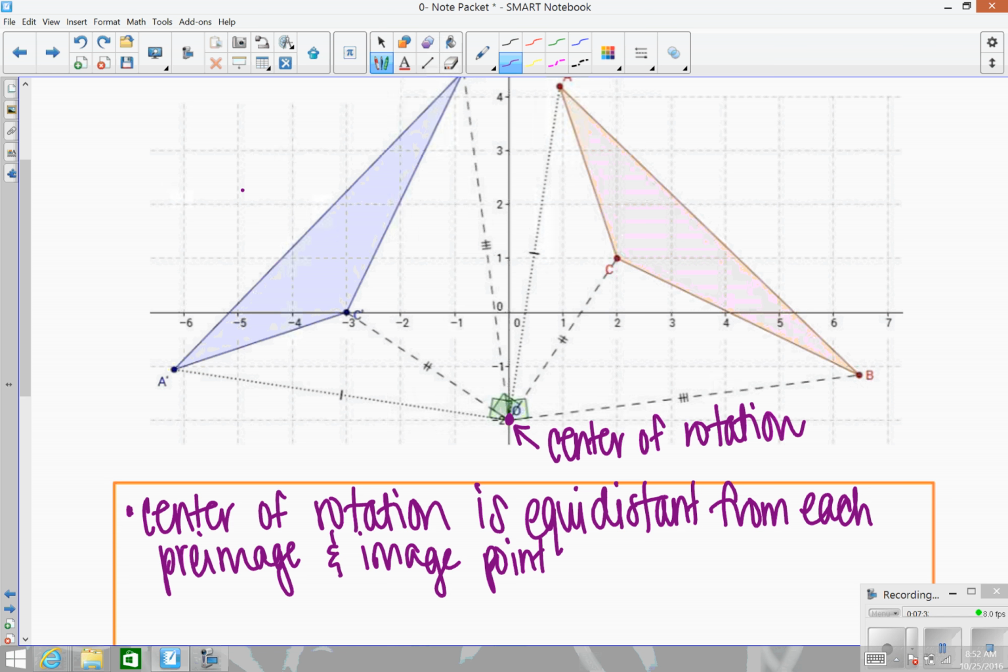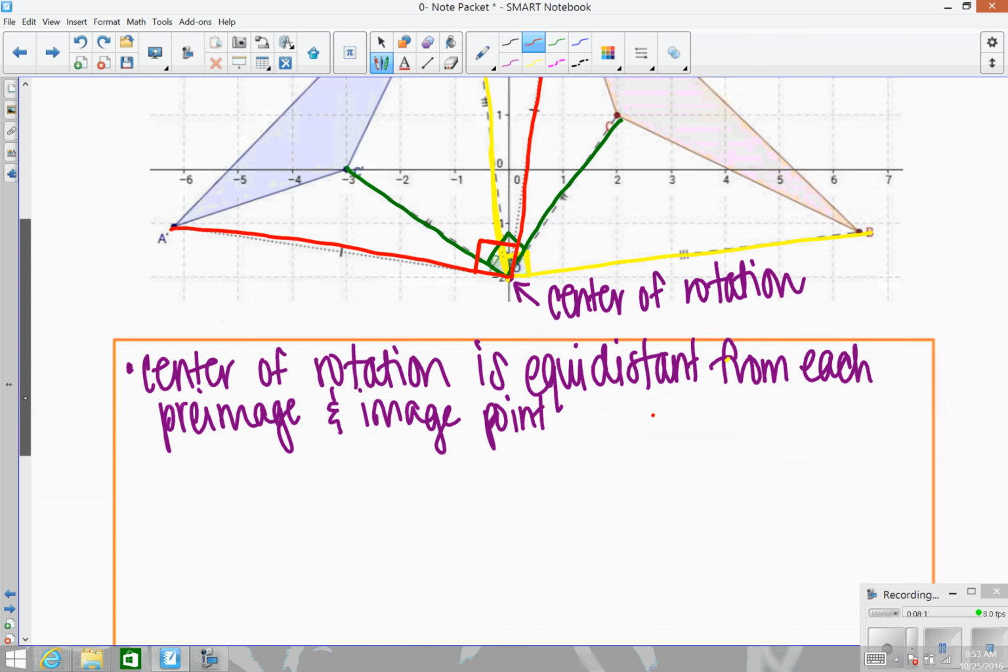The angle of rotation, so if you look here, if I say from B to B prime, B prime's up here. My angle of rotation is a 90-degree angle. If I go from C to C prime, again, you see a 90-degree angle. And then if I go from A to the center to A prime, again, you have another 90-degree angle. So in this case, this is a rotation of 90 degrees counterclockwise, but the angle of rotation will always be the same. So it's going to be the same angle measure for each set of points.